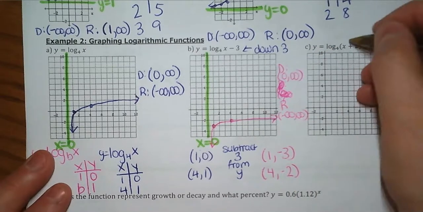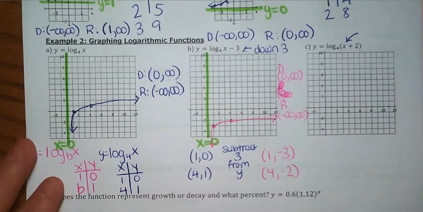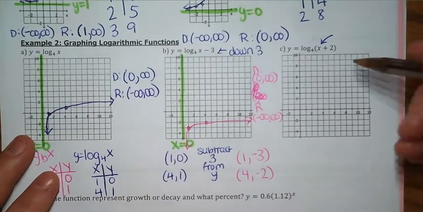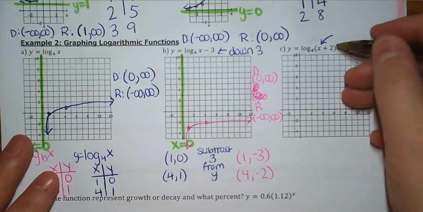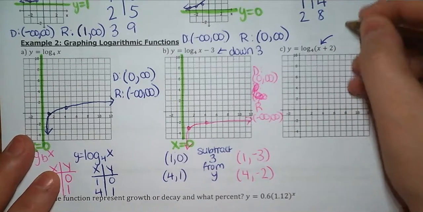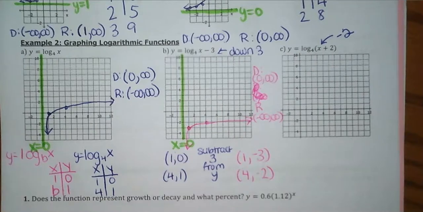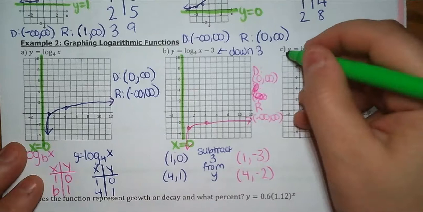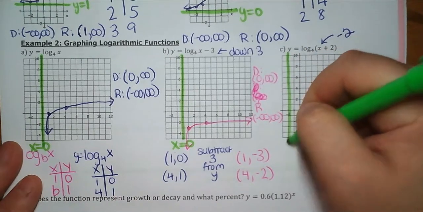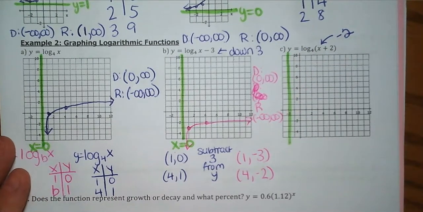Now, inside with the x, you can't take the log of a negative number, so I'm trying to find the value that would set that equal to 0. It's always the opposite of what it looks like, so it'd be -2. What I'm going to do here, this is going to shift the graph left 2 units from that original one that we just did at the very beginning of the problem.